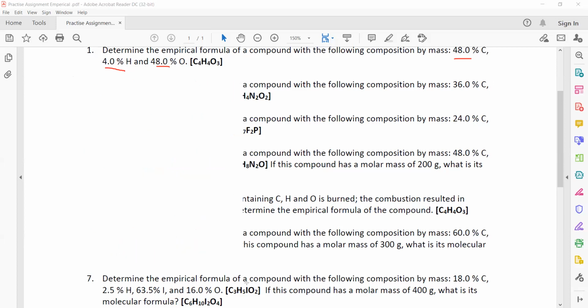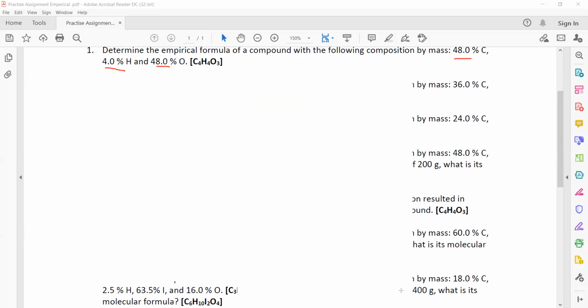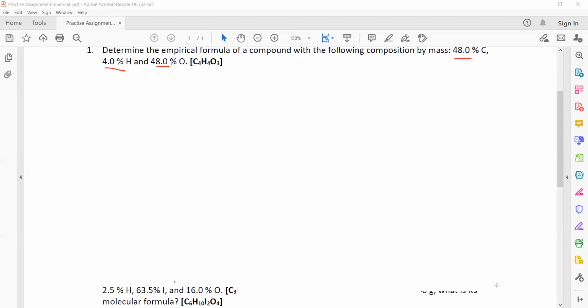So, when we are finding the empirical formula, we follow three steps. The compound has carbon, hydrogen, and oxygen. It contains 48% carbon, 4% hydrogen, and 48% oxygen. So step 1: we divide by atomic mass, the percentage or the mass which is given, by the atomic mass of the element. In this case, carbon is 12, hydrogen is 1, and oxygen is 16.